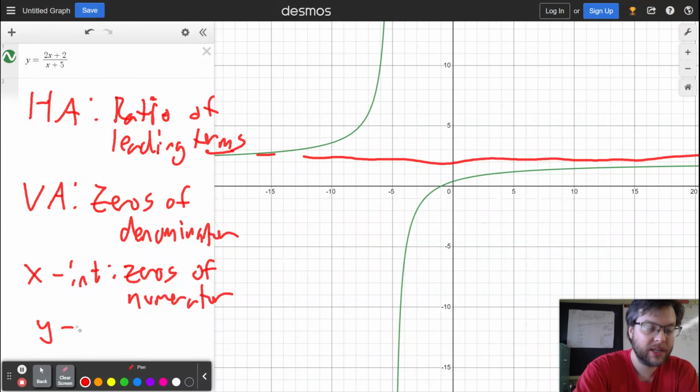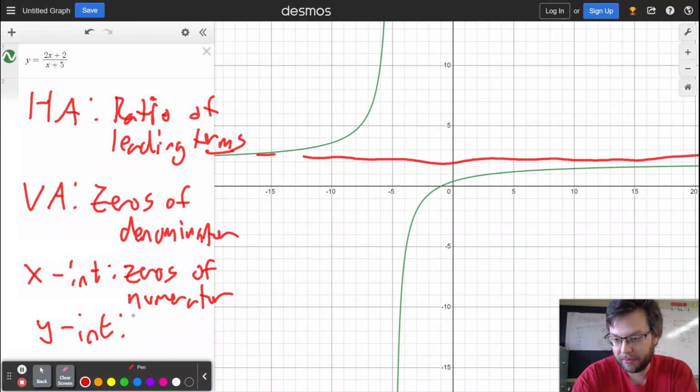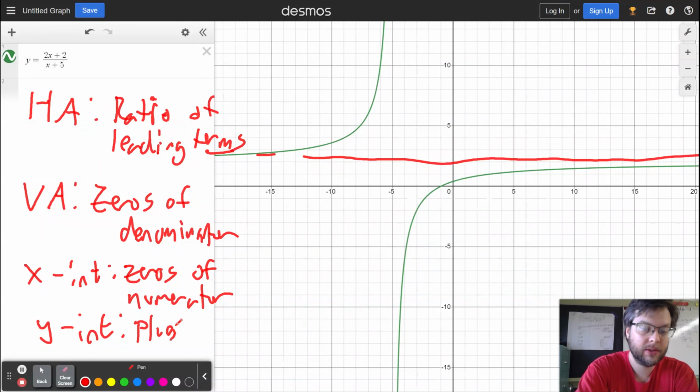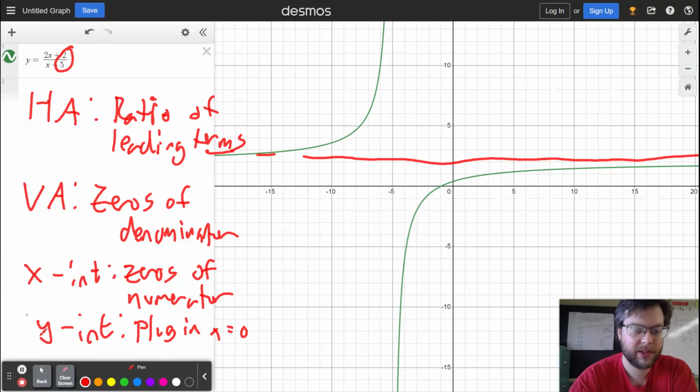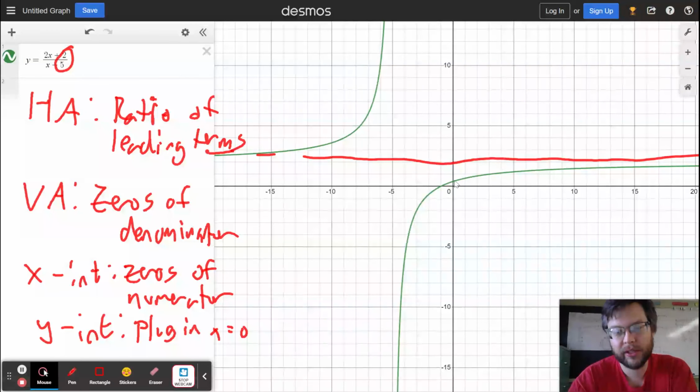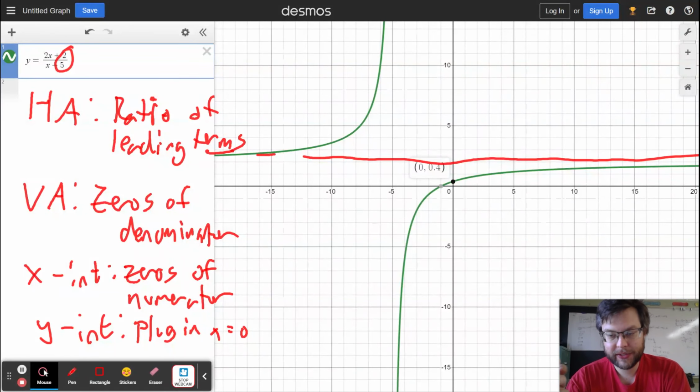And the y-intercept is always the same thing. The y-intercept is for every function ever. This is not a special rational function thing. If you plug in x equals 0, what do you get for y? So the y-intercept is always plug in x equals 0. And if you look right here, if I plug in x equals 0, I get 2/5, which agrees right here with 0.4.